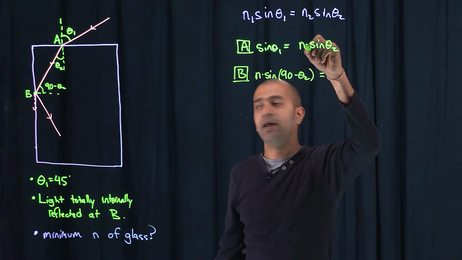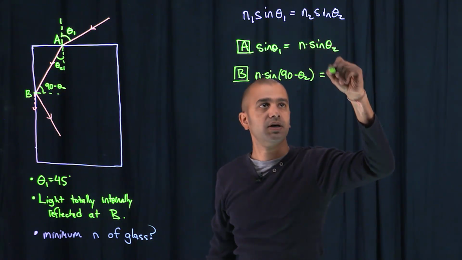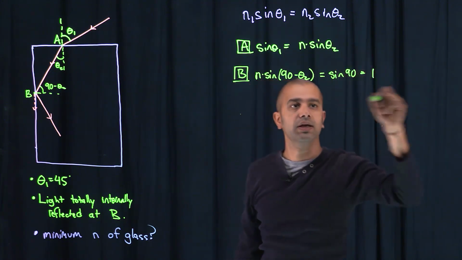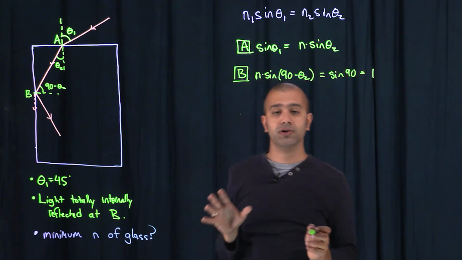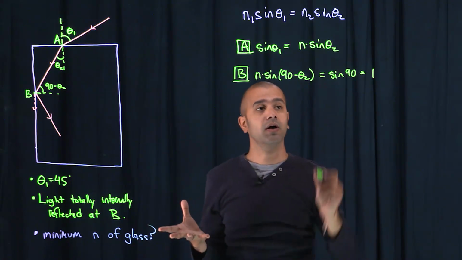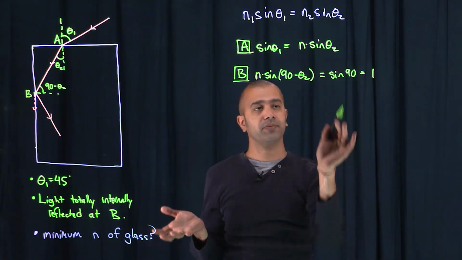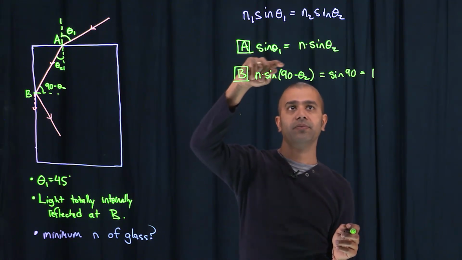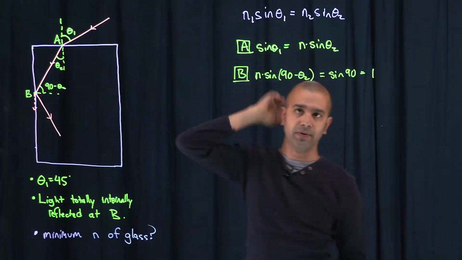So n for air is 1, so it's just going to be sine of 90, which is 1. And that's always the key at the critical angle where total internal reflection first starts to occur: you're going to have sine of 90 equals 1. So we have two equations here. The only unknowns are theta 2 and n. We can combine them to get rid of theta 2.